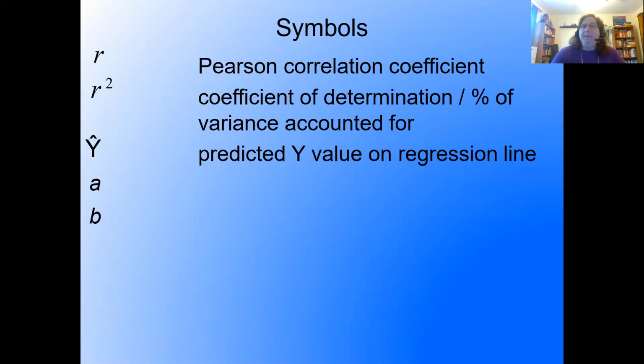So what's plain old y? Just your point, right? Just the y for the point. What's plain old x? Just your x for the point. What's a? That's your intercept. That's what y is when x is 0. And what's b? That's your slope. As x goes up by 1 unit, what happens to y?